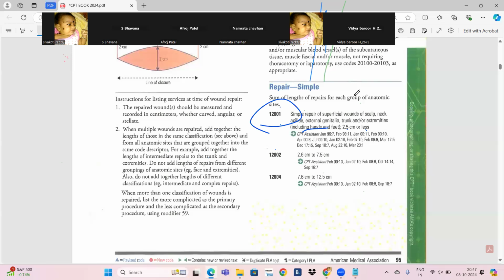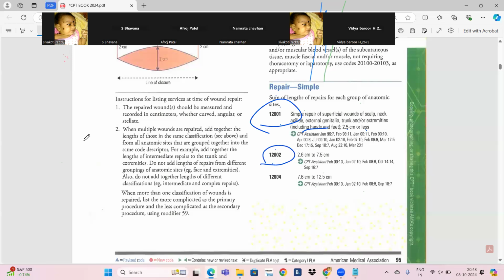See here, both come under the same anatomic site, right? Same anatomical group, scalp and neck. So if it is the same anatomical site, what you need to do? Sum of the length. Add. So 2 and 2, you need to add, both make 4 centimeter. For 4 centimeter, 2.6 to 7.5, what is the code? 12002. You need to code like this.